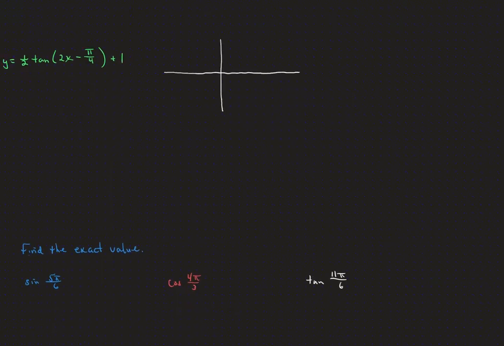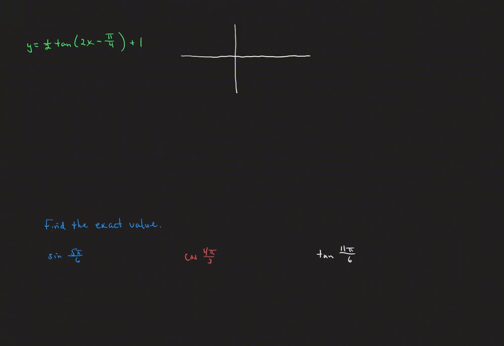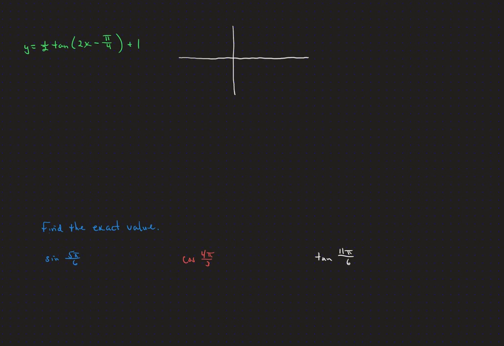Let's try it with a tangent. Again, we're going to factor that 2 out so that we can get an idea of what the starting point and period are. So factoring out a 2 divides by 2 makes that pi over 8. So a tangent curve, our period, the natural period for a tangent is pi. And we're going to divide that by 2.